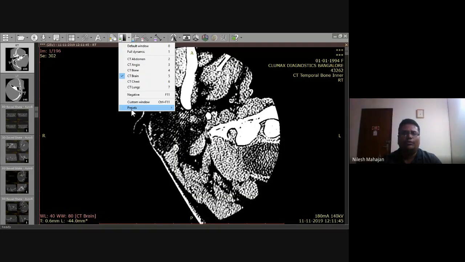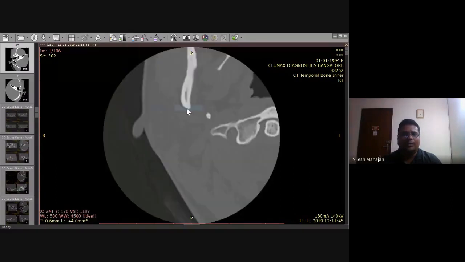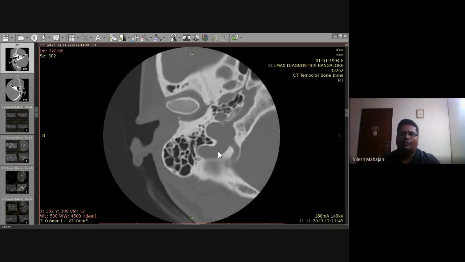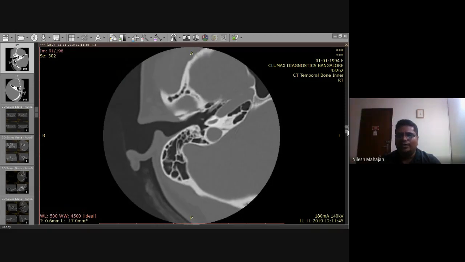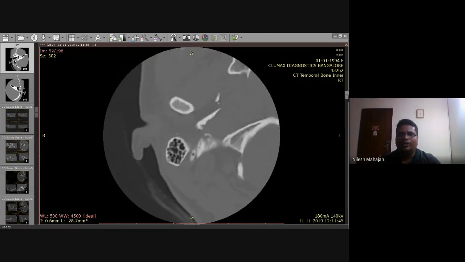But as I told you, if you want to see the scan properly, you should adjust the window so that you can see all the structures properly. So generally, we keep the window level at 500 and window width as 4500. That is more than 4000. It means brightness more than 4500 and contrast at 500 in layman terms. So like this, you can go up and down in the scan. If you use up and down, you can see this cursor is moving on this side. You can move it manually also.